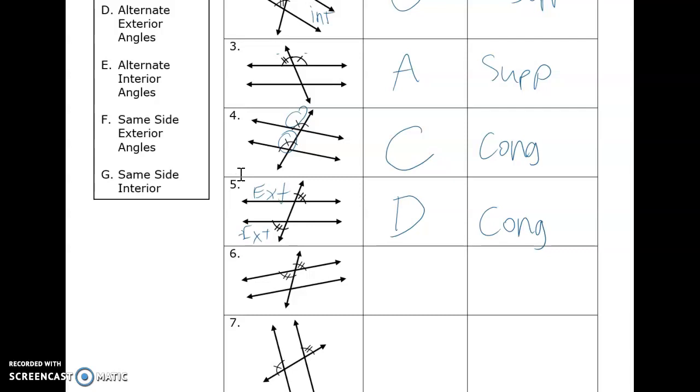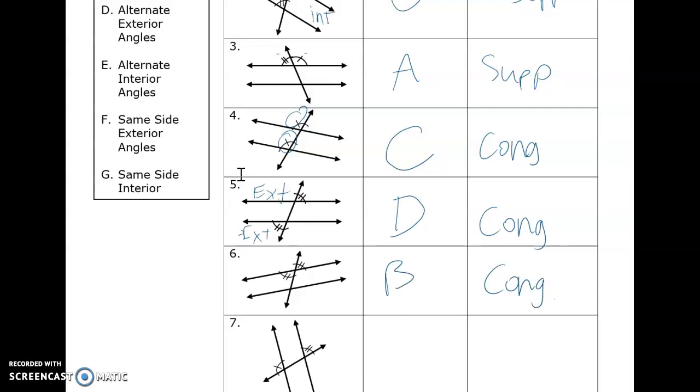Question 6. This is our vertical angle pair. We know that because they are across from each other. They're formed by opposite pairs. So vertical angles, this one goes with B. And verticals are also congruent to each other.